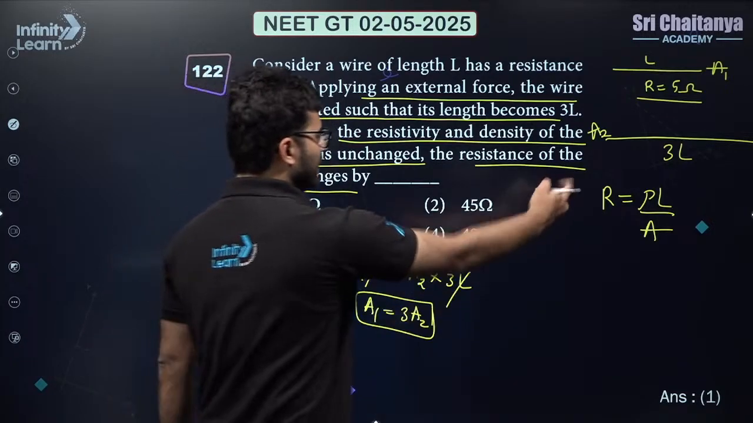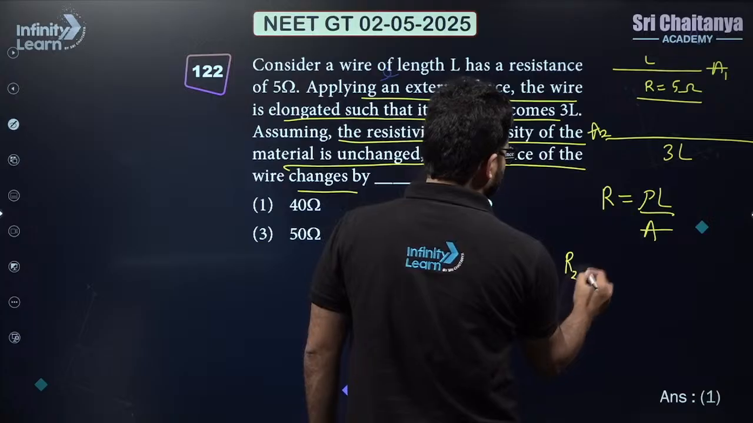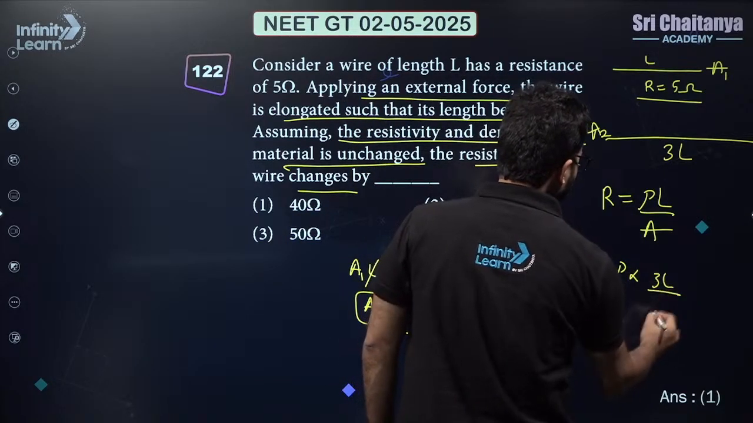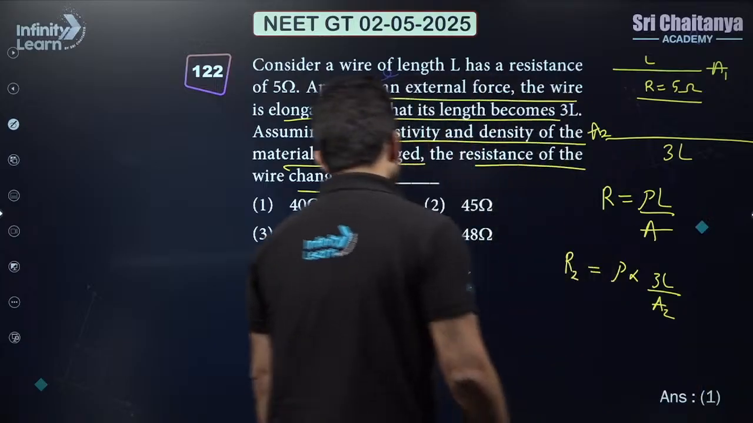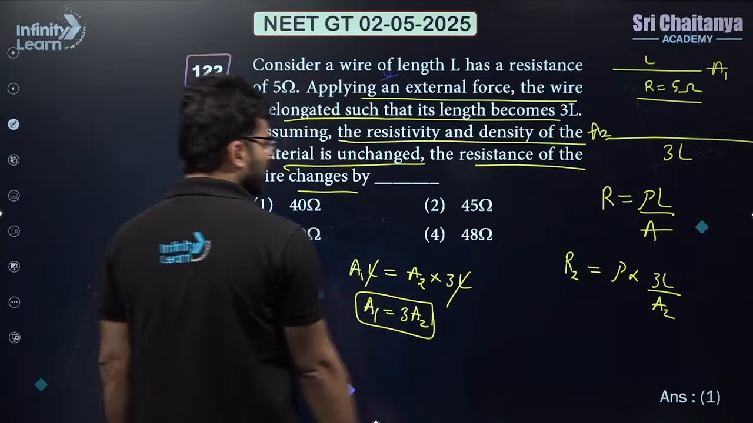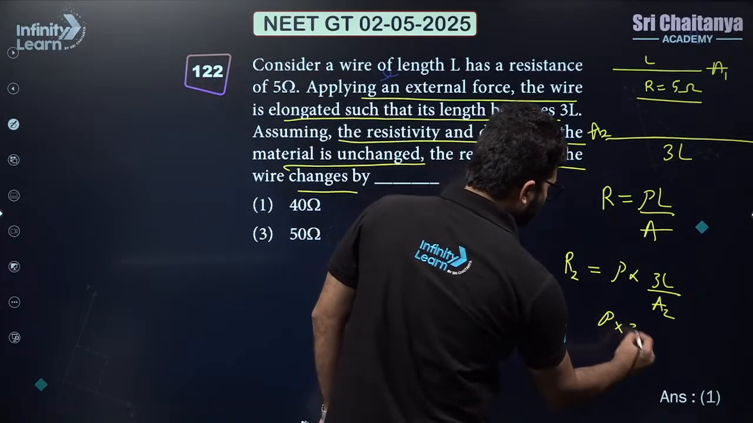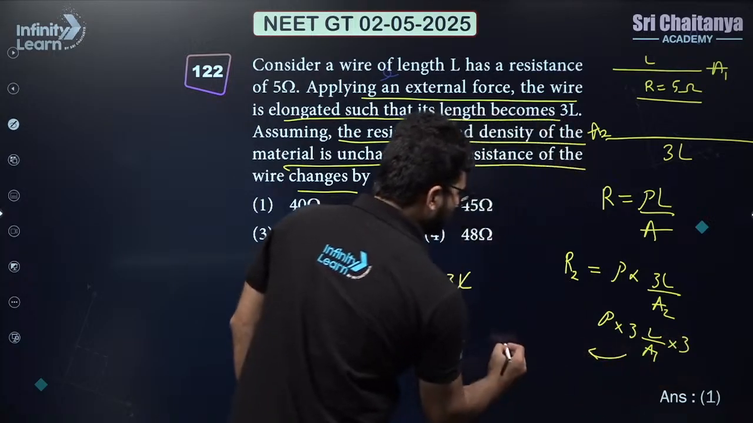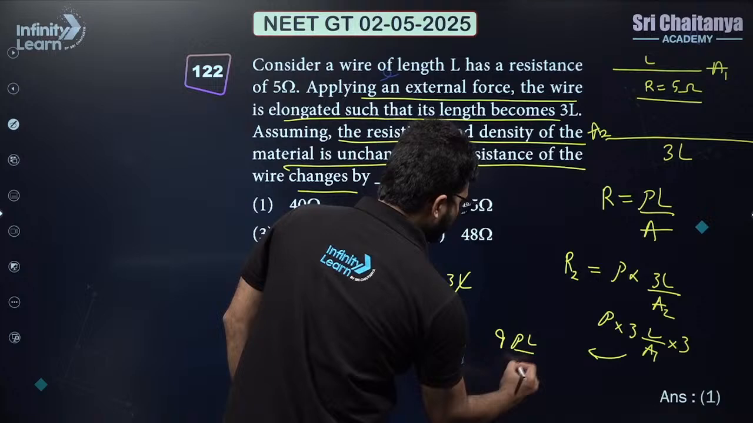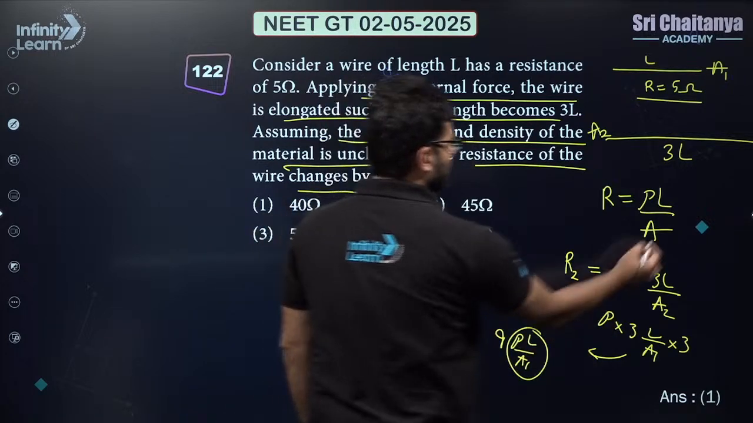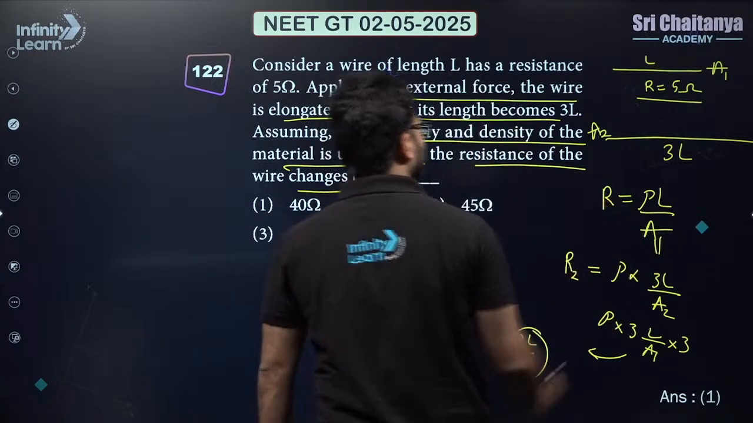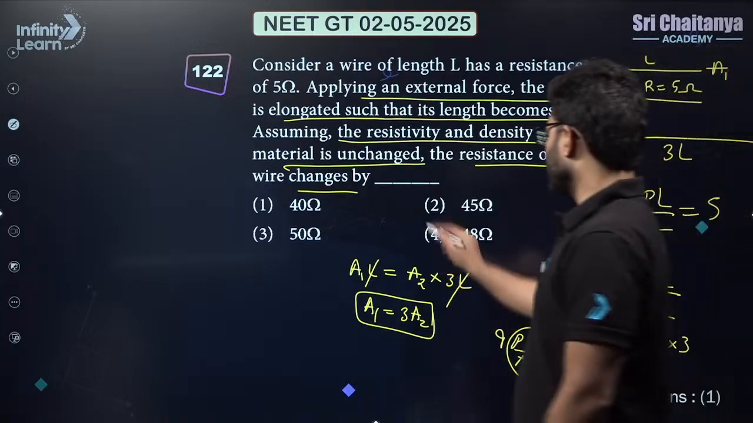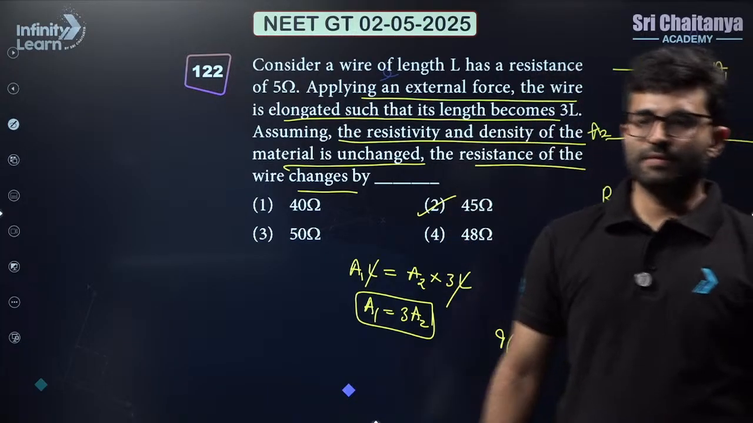Now it is just the ratio that you have to calculate. The resistance in the second case would be rho, which is constant, length 3L, and area A2. A2 is A1 by 3, so that would be rho into 3L divided by A1 by 3, which is equal to 9 times rho L by A1. And rho L by A1 is nothing but the first resistance, which is given to you as 5. So that would be 9 into 5, which is 45, correct? Very good. That would be 45.